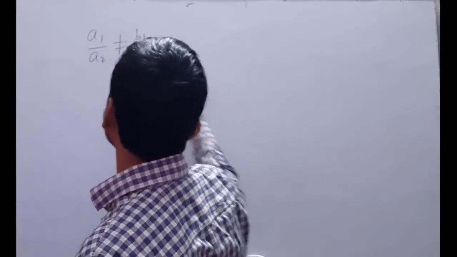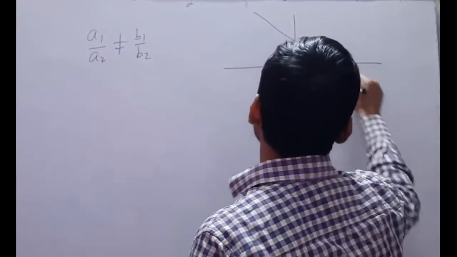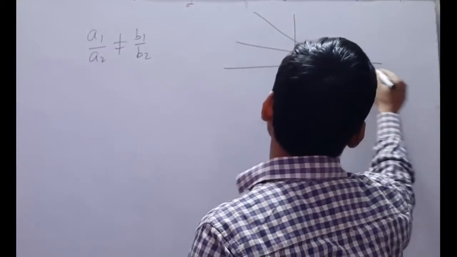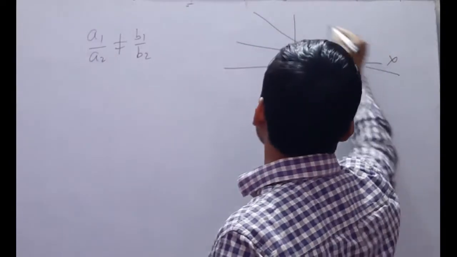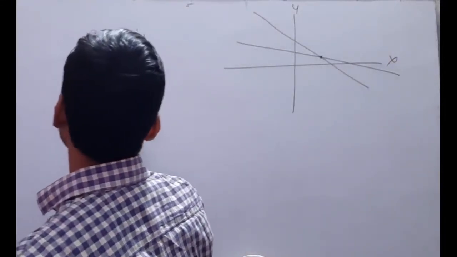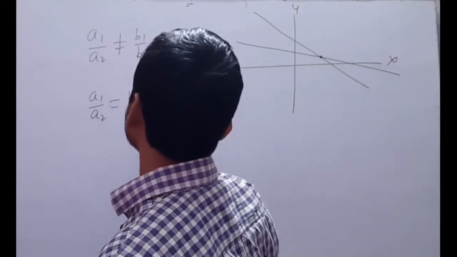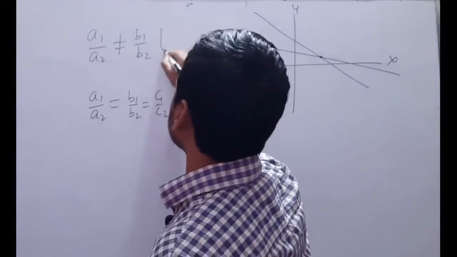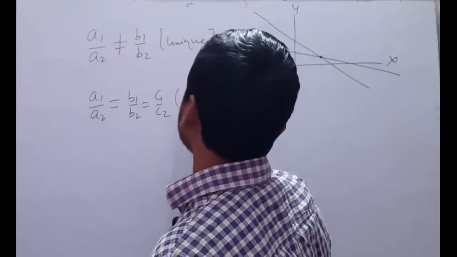So students, finally, if we have to make the graph, let's say that a1 by a2 is not equal to b1 by b2, so the graph will be like this. It means that the pair of equations will intersect at a point. There will be a unique solution for this. In case of, let's say, a1 by a2 equal to b1 by b2 equal to c1 by c2, in that condition, first condition unique solution, second infinite solution.